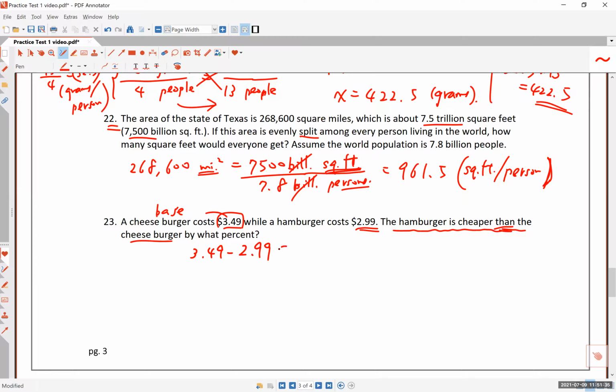And of course, that's clearly 50 cents, right? 3.49 is 50 cents more than $2.99. So this is called the absolute difference. You don't have to know that. I mean, you don't have to write this to answer this question.